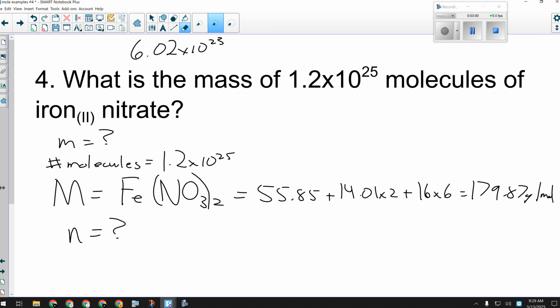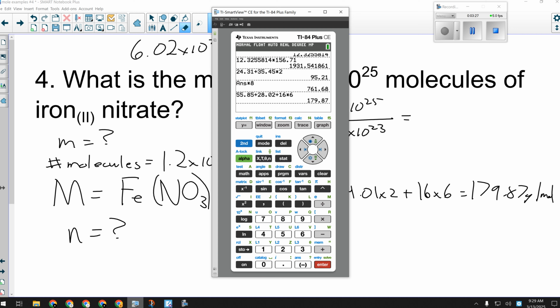If I'm going to get mass, I need n. I need the number of moles. Since I have the number of molecules and the number of molecules in 1 mole, what do I do with those two numbers? I divide them. Number of moles is going to be a small number. So 1.2 times 10 to the 25 divided by 6.02 times 10 to the 23. So brackets, 1.2 E25 divided by 6.02 E23. All right, so we are looking at 19.93 moles.